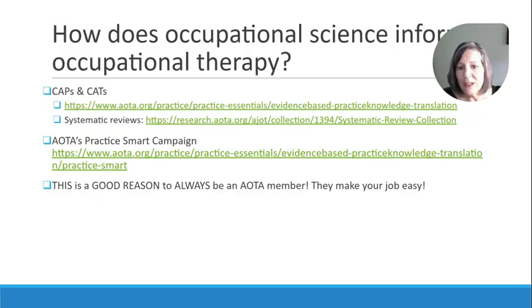So how does occupational science inform occupational therapy? Well, I've got some links here that I'm going to let you take some time to explore. There's a lot of information out there with critical appraisal papers and critical appraisal templates, I think they're called. I think that's what the T stands for, that look at basically how do we translate this knowledge into practice. So some of the people have done the work for us.